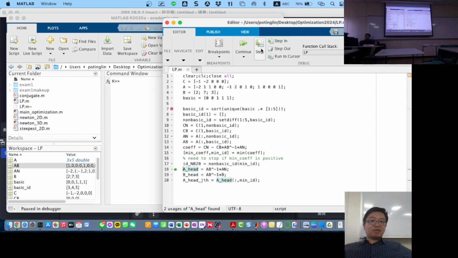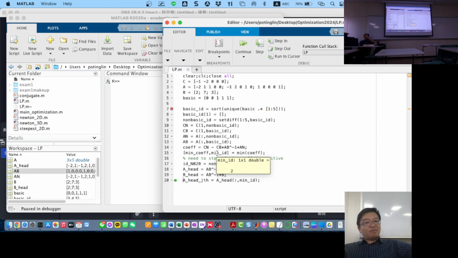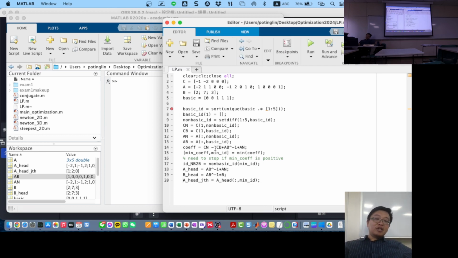Okay, compute A hat and B hat. A hat is a matrix, B hat is a vector. And for the A hat, we only need the J column. J is basically the min ID, the second component that we found from this coefficient check. So that's why I said A hat and then second column. If I do that, A hat J will be 1, 2, and 0, just like the notes. Okay? Now we can do the ratio test.